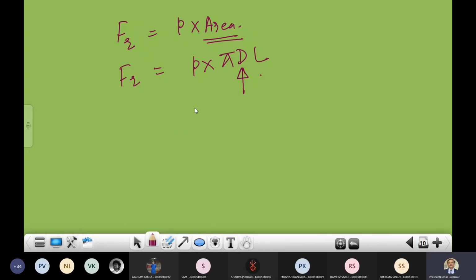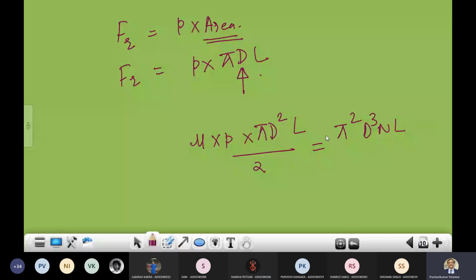That particular torque value will come out by taking this value of your Fr as mu times P times pi d square into L, whole thing upon 2, and this value we are going to equate with that of your pi square d cube into n into L into mu, whole thing upon 120 c. Okay, so why are we doing this particular exercise? Just to find out the value of that mu.